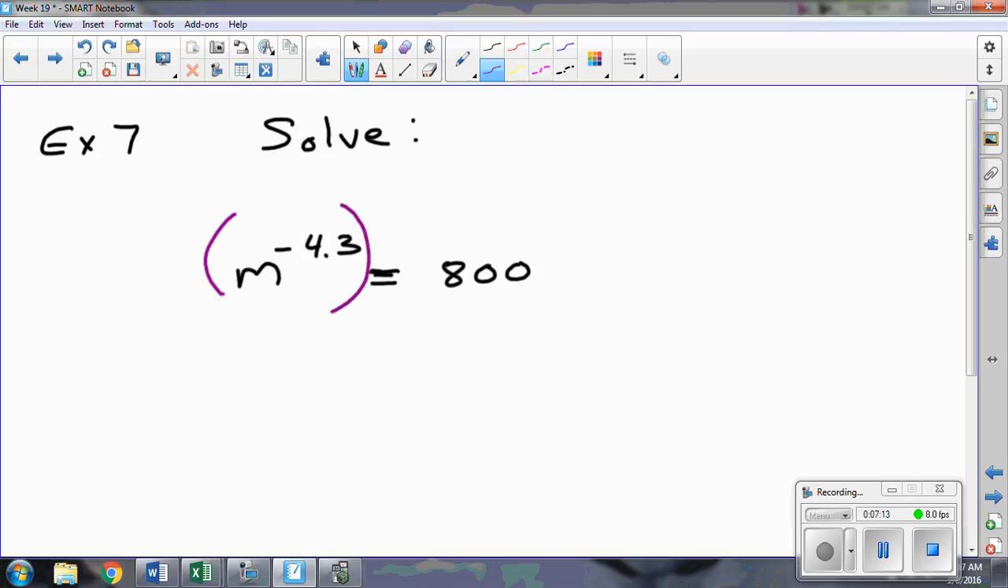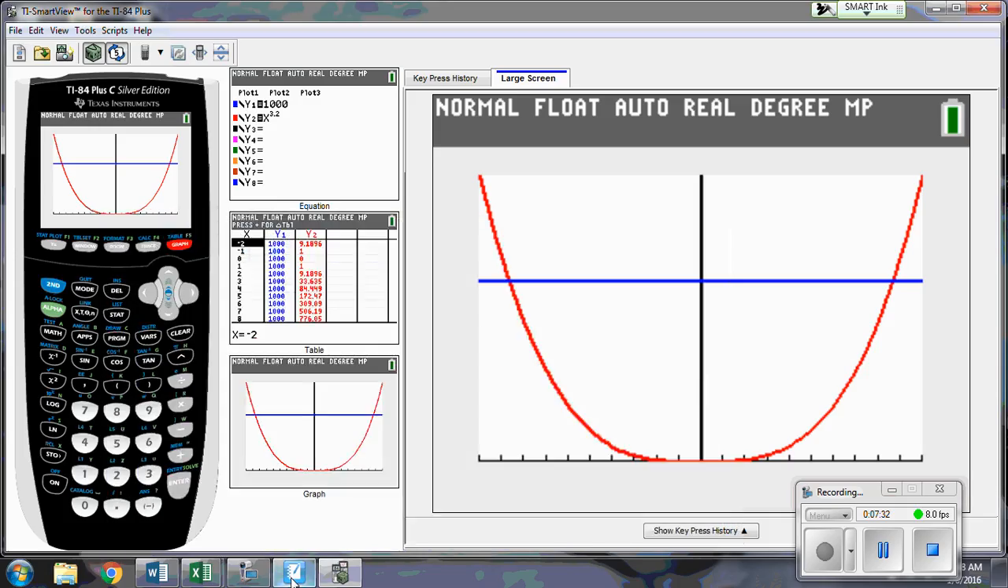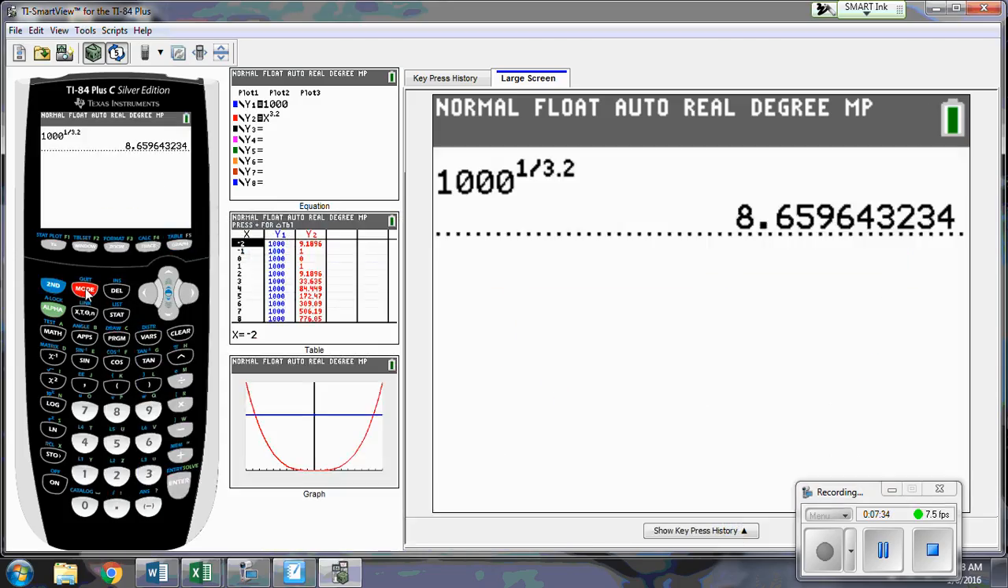To get rid of exponents, you will raise it to another power, but take the reciprocal power, 1 over. And this will give something that we can then put into our calculator. 800 to the negative 1 over negative 4.3. So 800 to the 1 over negative 4.3.